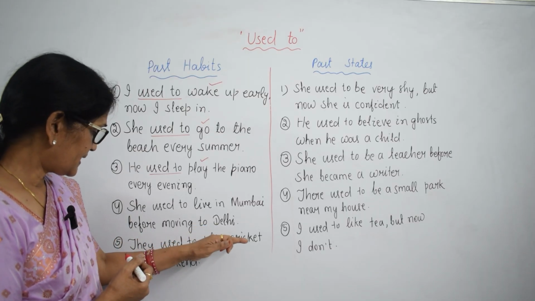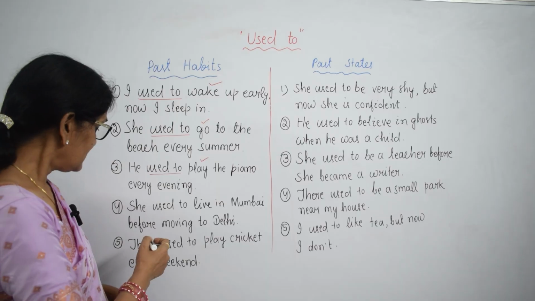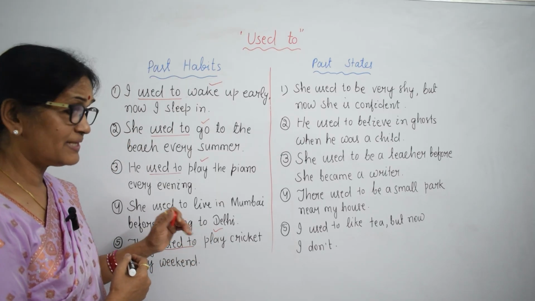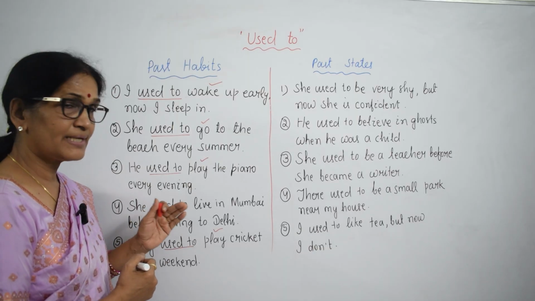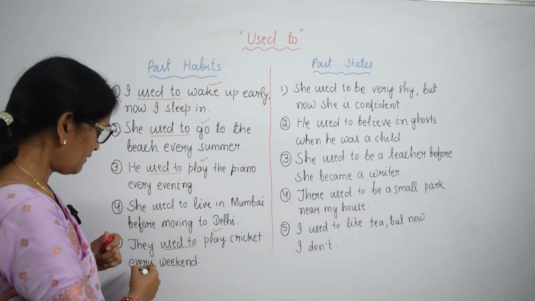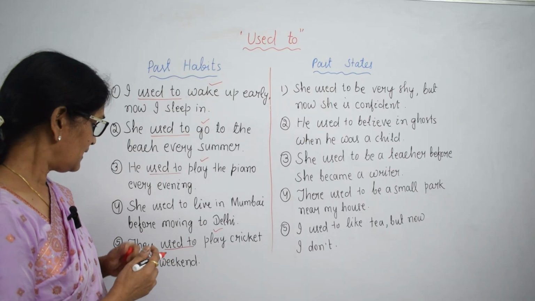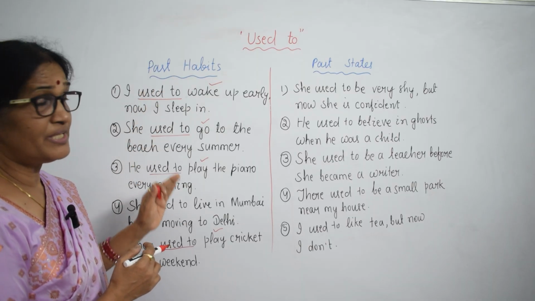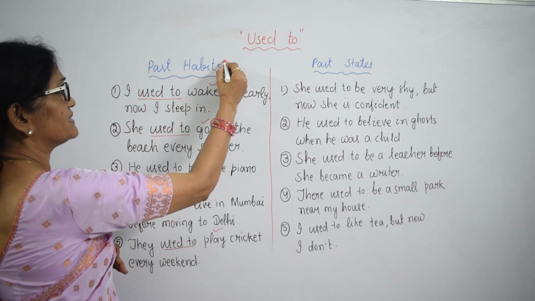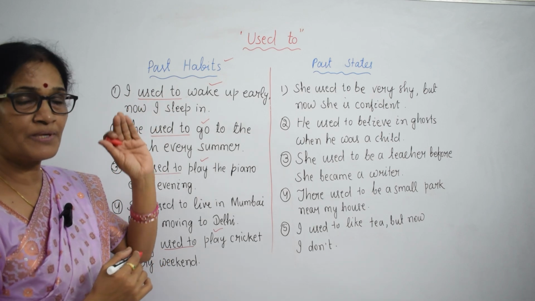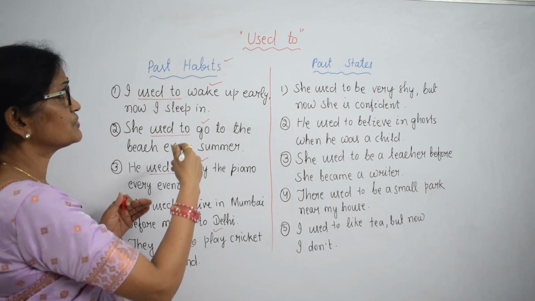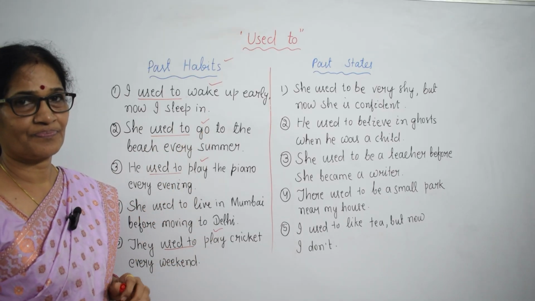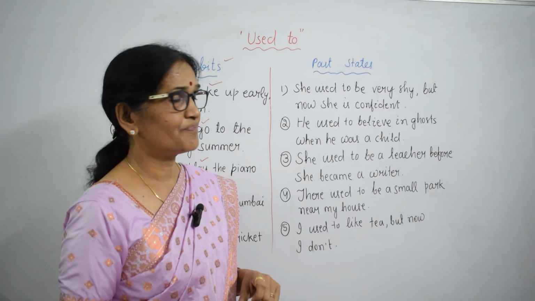They used to play cricket every weekend. They used to play, base form of the verb, right? They used to play. This means they played cricket regularly every weekend. Okay? Now they don't. There we use "used to" for past habits. Remember, "used to" follows the base form of a verb, and when we use "used to" for past habits, all verbs are action verbs.